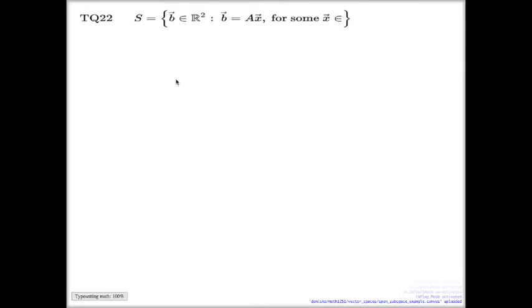This is an example from the yellow book. It's tutorial question 22. That's what the question says. It introduces the following set of vectors. Let's look carefully at the set of vectors like this. It's all two-dimensional vectors, couples of real numbers, such that every such vector results as a product of matrix A and some vector in R3, some triple of numbers.